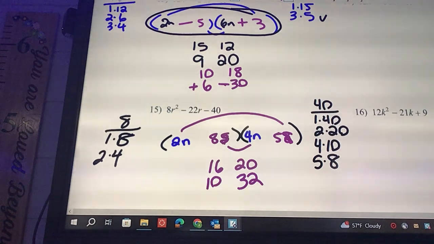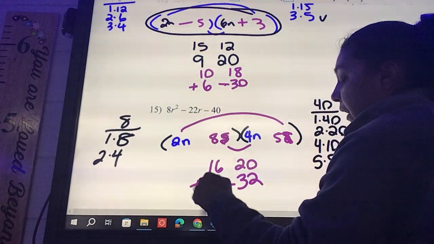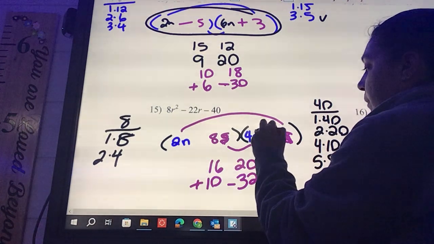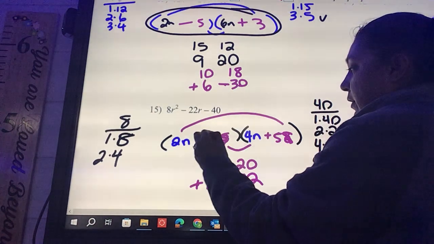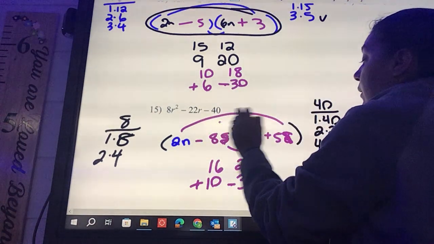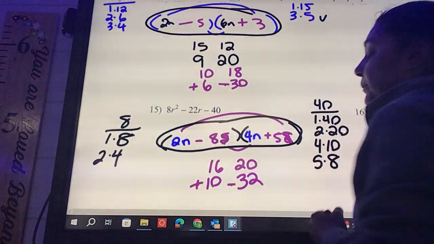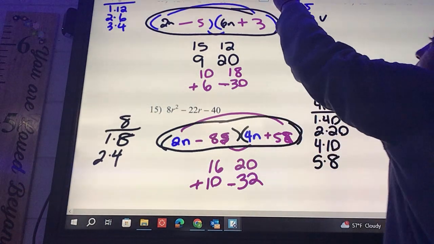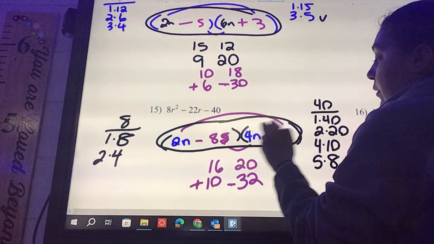So I can do a negative 32 and a positive 10. So the positive is gonna go in this box, and the negative is gonna go in this box. Okay, and so really, these can get erased.